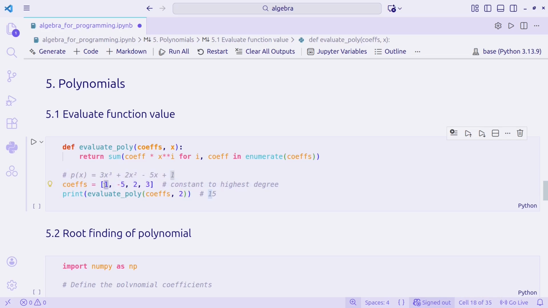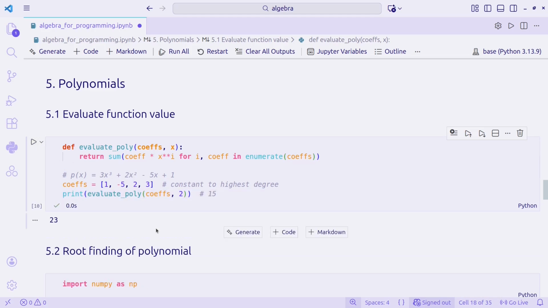So this term is the first number in the list. It has an index of 0, and the second number would have an index of 1, and so on and so forth. So we start with the constant and we will end with the highest degree. After using this function, I'm able to show that p of 2 is just equal to 15.